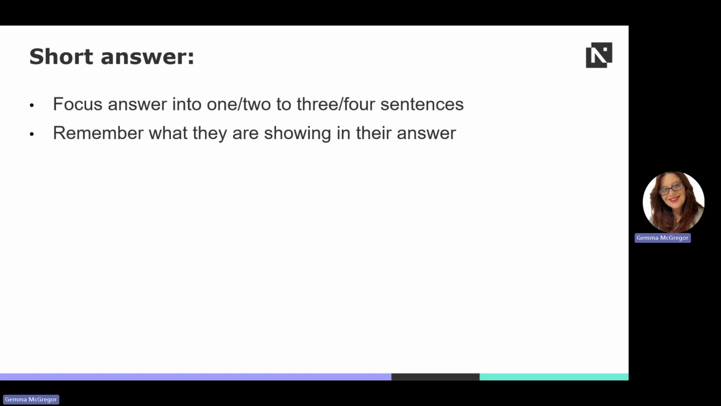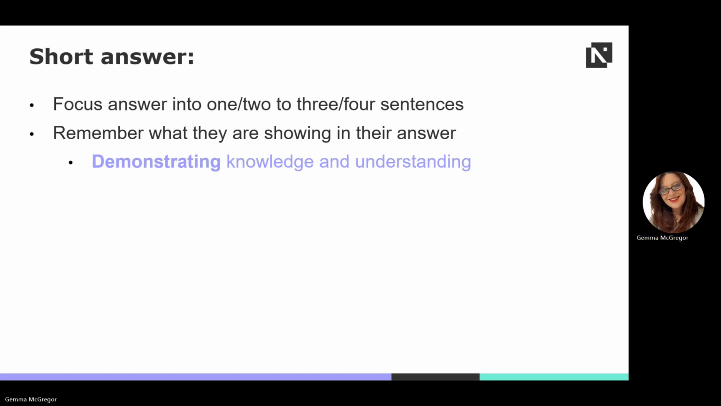Reinforce what they should be showing in their answer, and in short answer questions, they're probably being asked to demonstrate and apply their knowledge and understanding of specific areas of the core qualification content. Remind them in their revision and preparatory activities to remember which elements of the spec the exams include. Remember that's elements 1 to 6 for paper A and 7 to 12 for paper B.